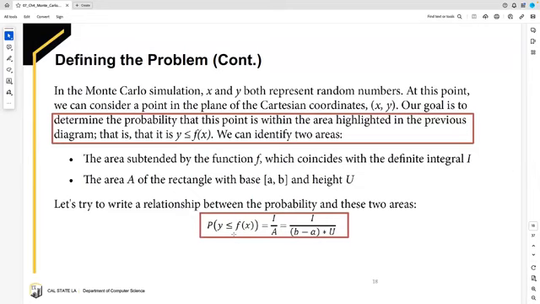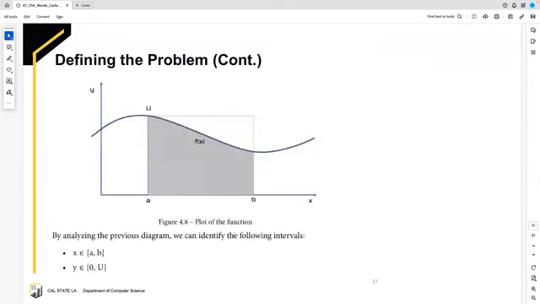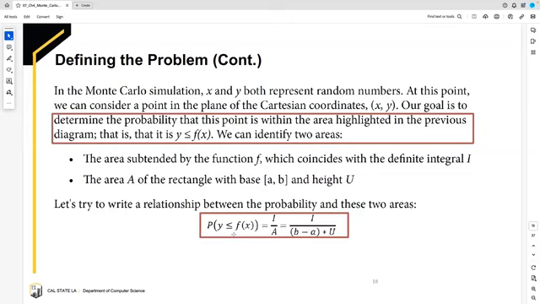We are going to generate random numbers, x and y's, in this box. When x and y are generated, they show us one point in this two-dimensional space. We can compare the value of that point with the corresponding point on the curve. If the value of that point is less than f of x, then we say that it's in the gray area, which we're interested in. If it's not, it's in the white area. Using that, we can estimate the integral of this function.